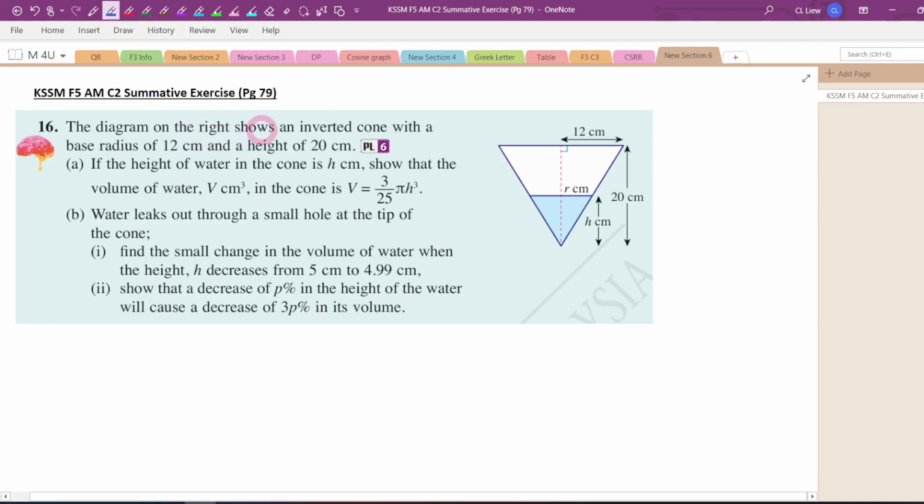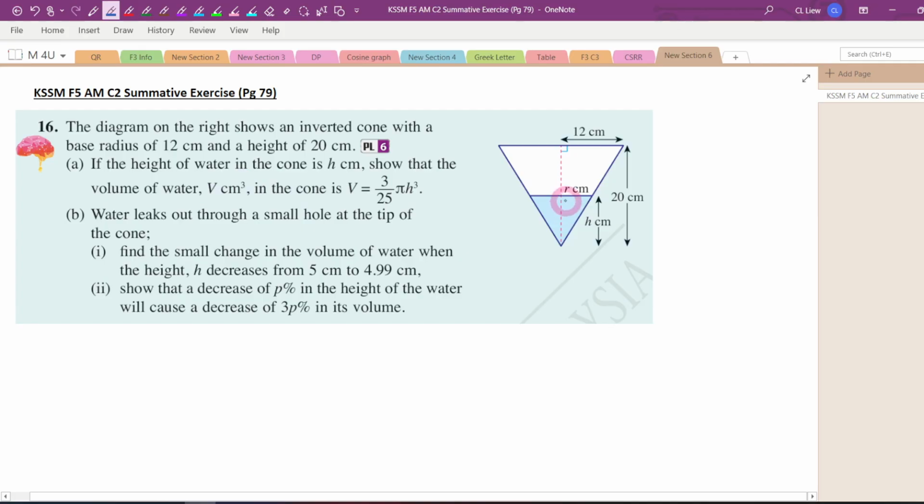The diagram on the right shows an inverted cone with a base radius of 12 centimeters and a height of 20 centimeters. If the height of the water in the cone is 8 centimeters, we want to show that the volume of the water V cubic centimeters in the cone is equal to this.